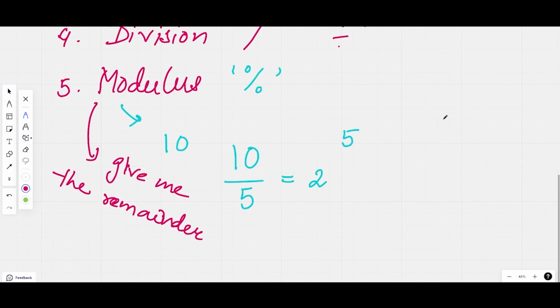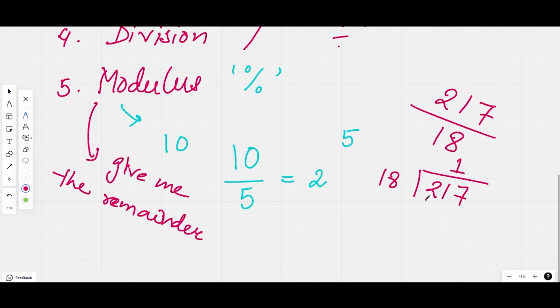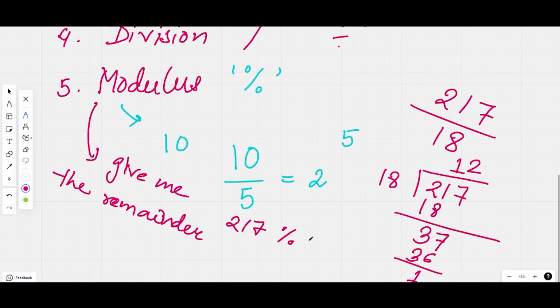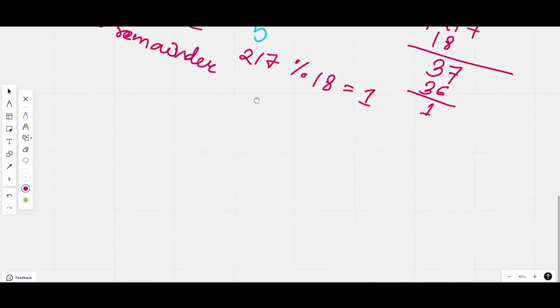For example, let's say I have 217 divided by 18. Now I'm going to divide it as we normally do, 217 divided by 18. So 18 ones are 18, 37, 18 twos are 36, remainder will be 1. So if I do 217 modulus of 18, it should directly give me the answer 1, because that's what the remainder is. So you can get the remainder of any two numbers using mod.